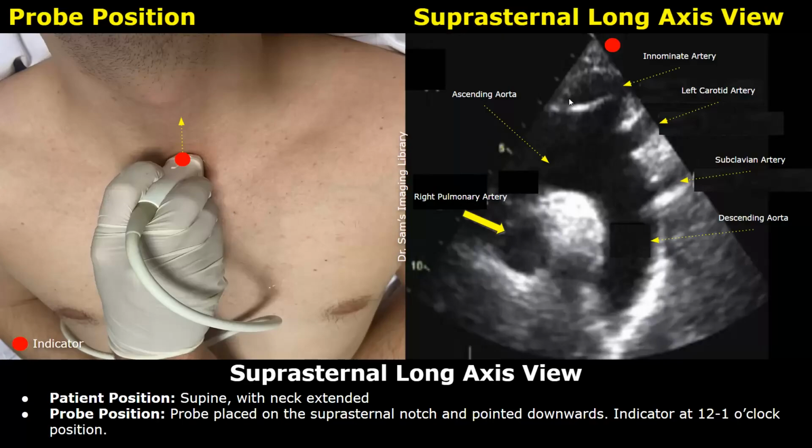We can see the aortic arch with the ascending aorta, the descending aorta, and the 3 branches. The first one is the innominate artery or the brachiocephalic trunk. The second branch is the left carotid artery, and the third branch is the subclavian artery. The right pulmonary artery is seen in cross-section.